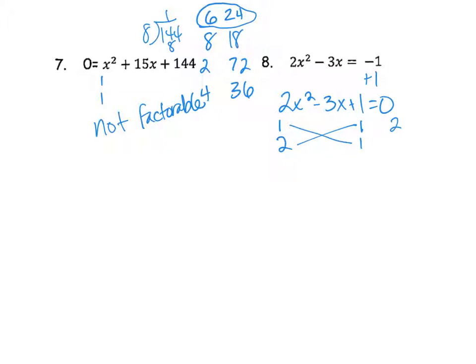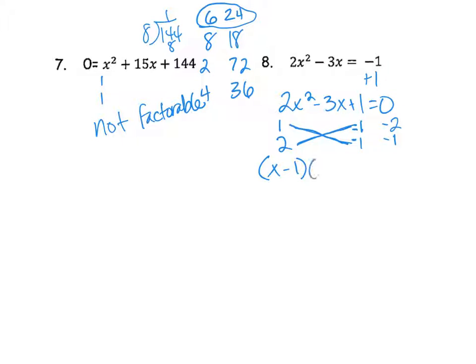2 times 1 is 2. 1 times 1 is 1. They also need to multiply to make a positive 1 at the end. Wait, both of them negative? Okay, then that means that my 2 times 1, this is going to have to be a negative 1. My 1 times 1, this is also going to have to be a negative 1.